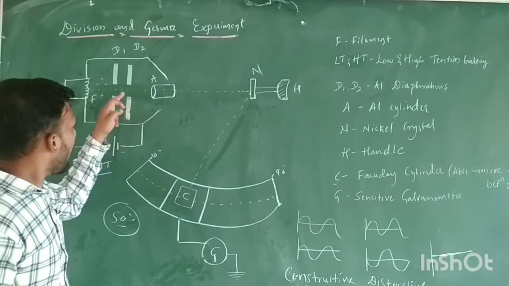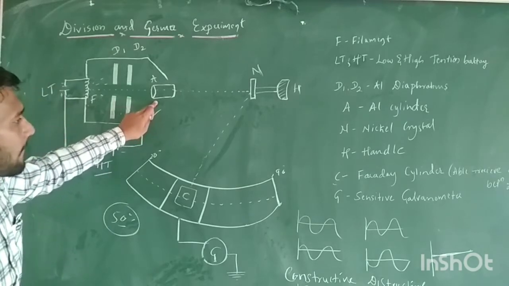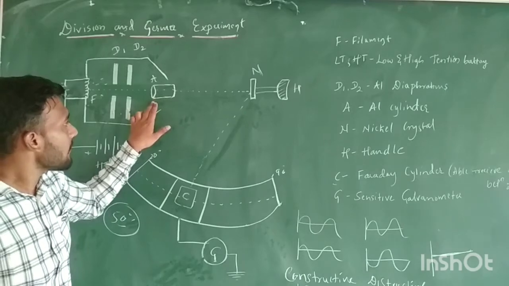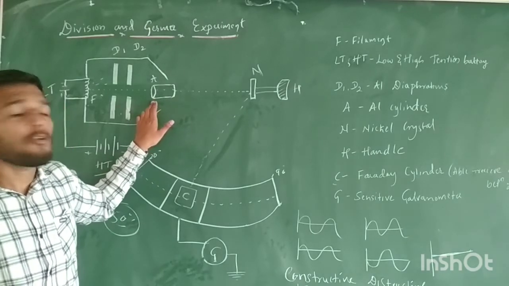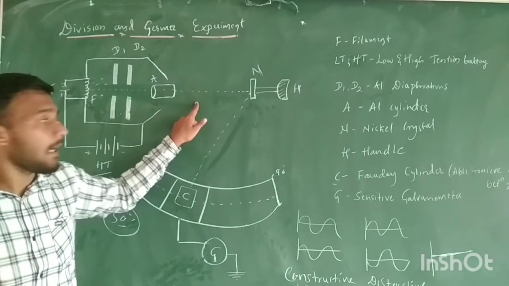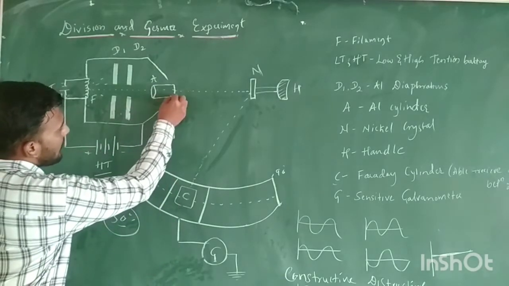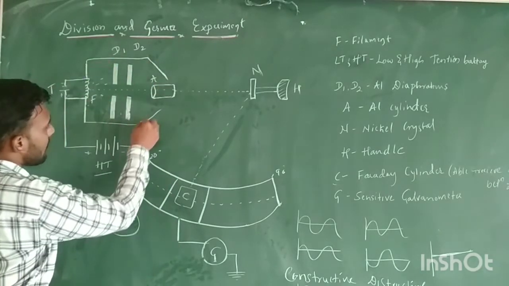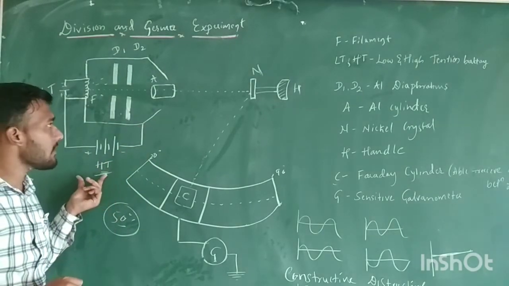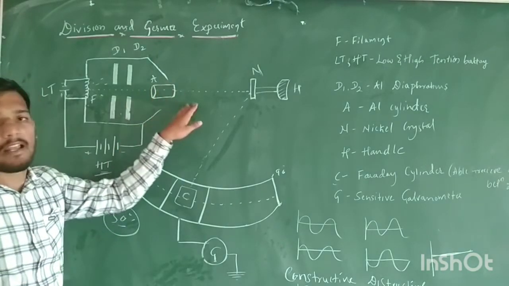After the diaphragms, the electron beam enters the cylinder. This cylinder is also made of aluminium and helps to accelerate the electron beam. The electron beam is accelerated because the aluminum cylinder is connected to the high tension battery, the high voltage battery, which gives the energy to accelerate the beam.